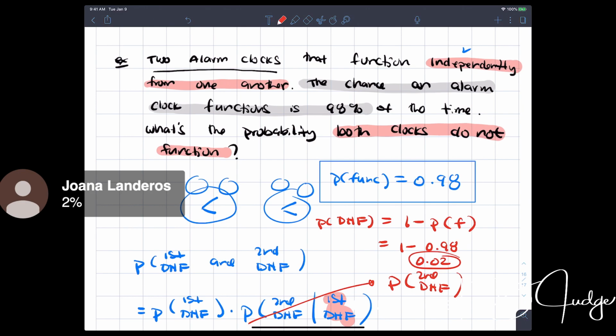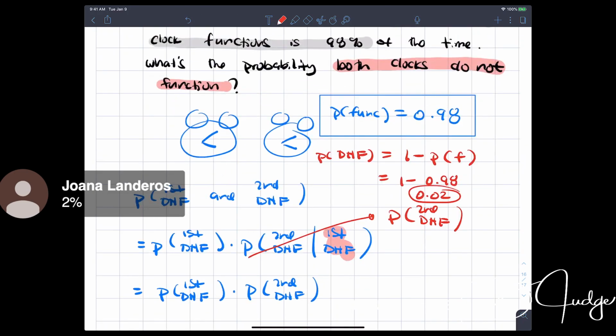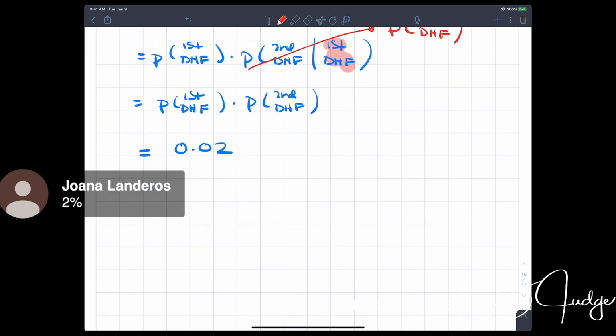2% of the time, both clocks do not function in this model. 98% of the time they function, 2% of the time they do not, right? 98 out of 100 they function, 2 out of 100 they do not. You're using the complement rule. So you're going to put this number down here, 0.02. Good.